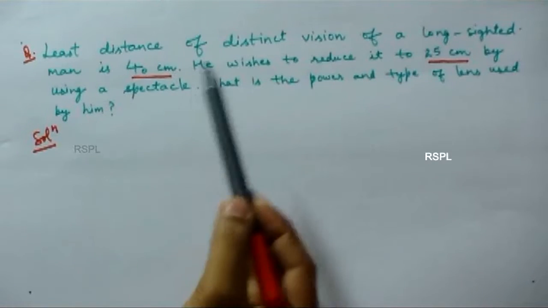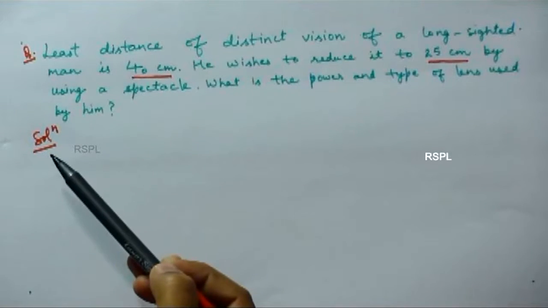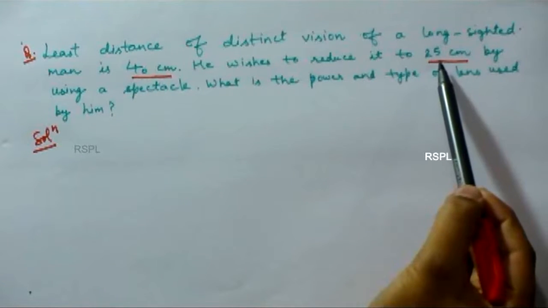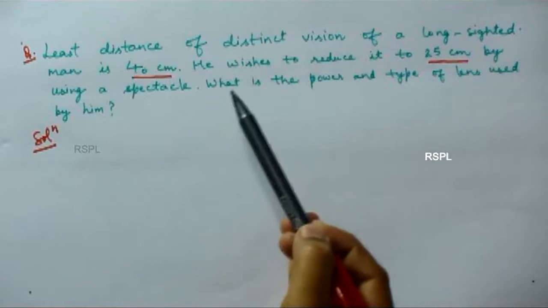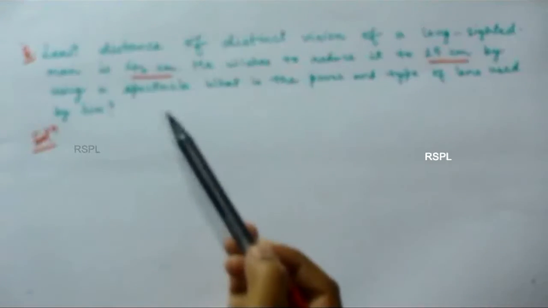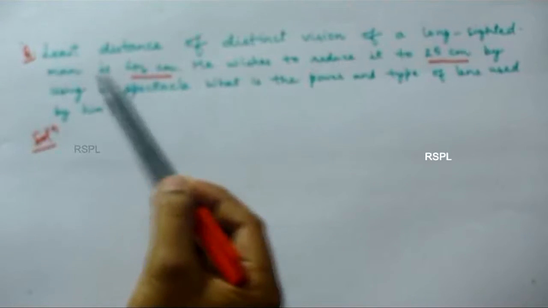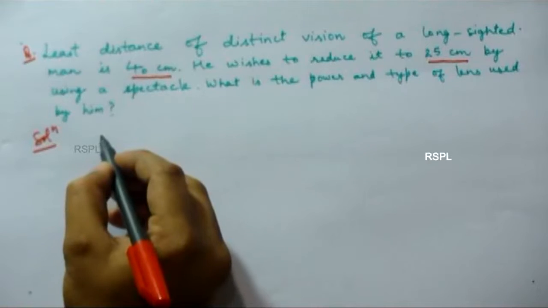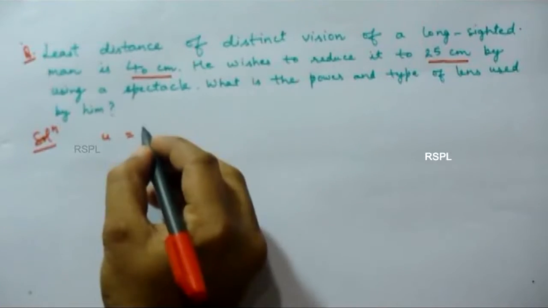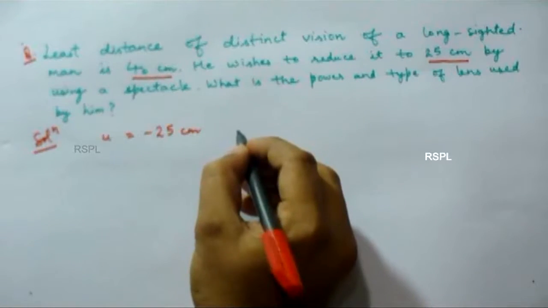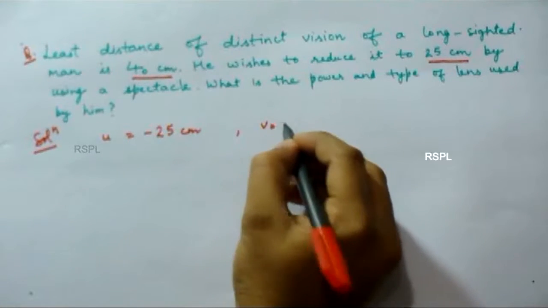Now, we know that least distance of distinct vision for a normal eye is 25 centimeters. And the long-sighted man also wishes to reduce his least distance of distinct vision to 25 centimeters. He has a long-sighted eye of 40 centimeters. So here u is equal to minus 25 centimeters, and v here given is minus 40 centimeters.